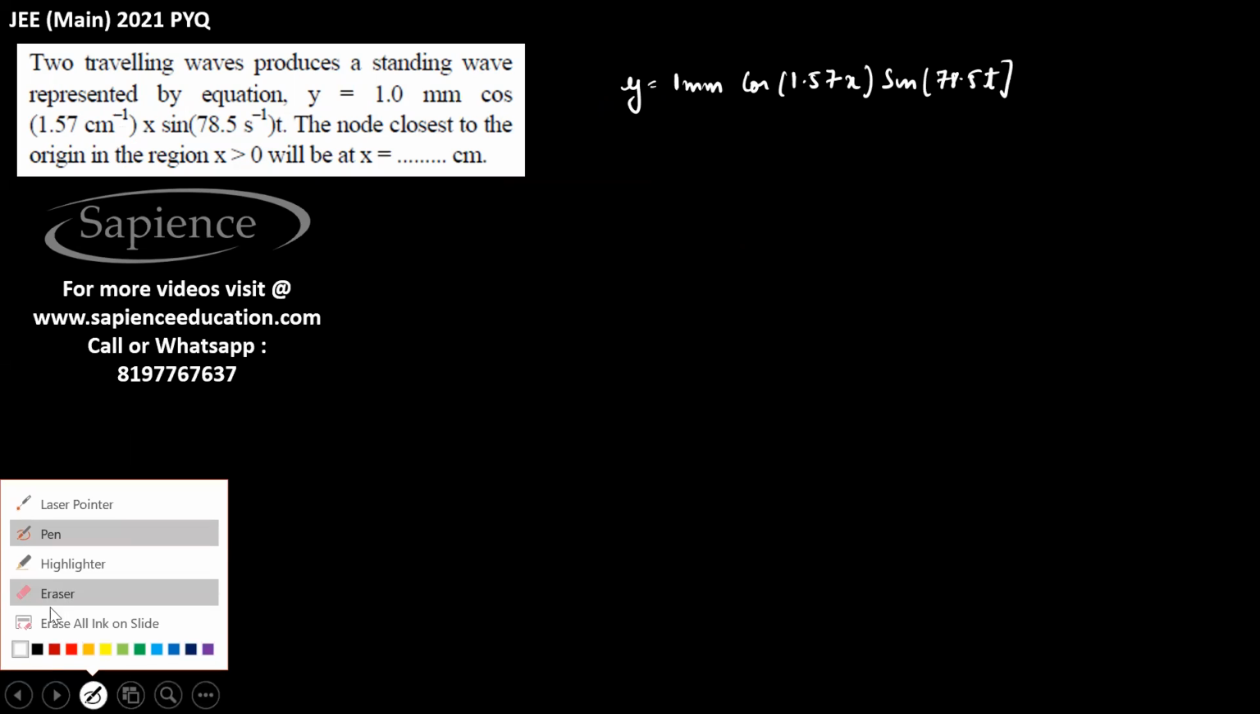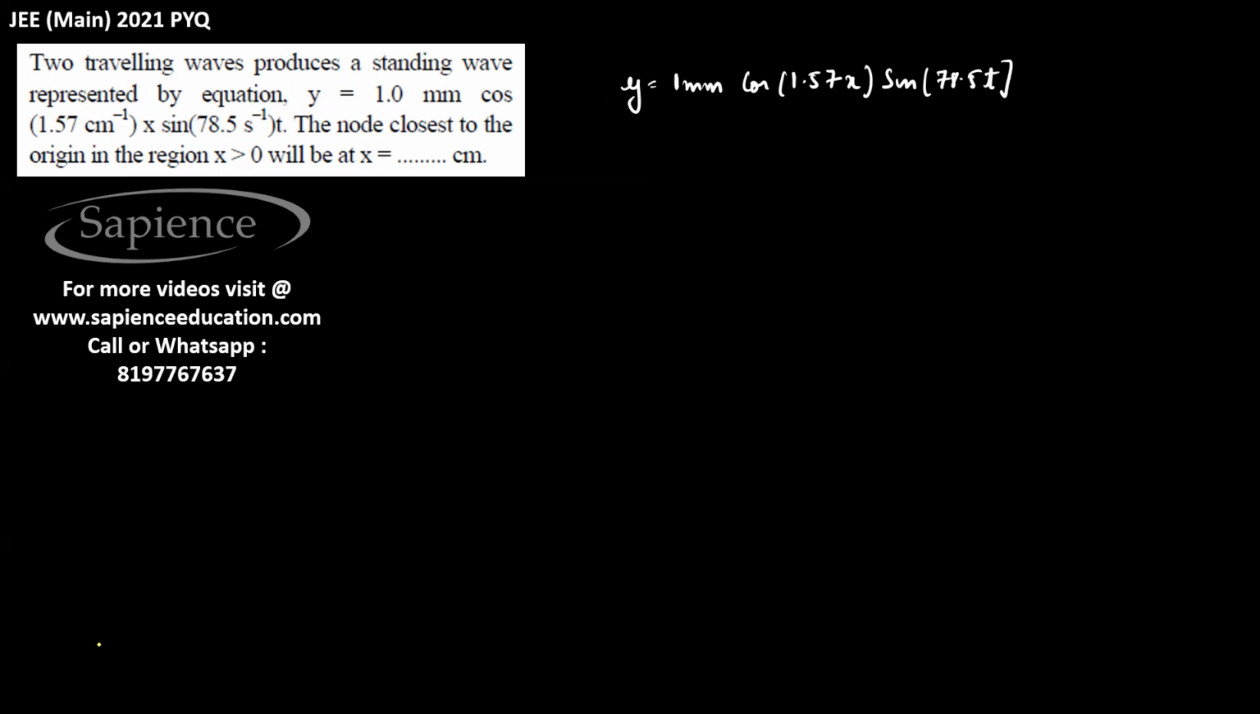Move to the next question. Two traveling waves produce a standing wave. The equation is given as y equals 1 mm cos 1.57 x, and sine 780.5 t. We are not taking the units here. The node closest to the origin is asked. A node is a position of 0 amplitude. So the amplitude becomes 0.